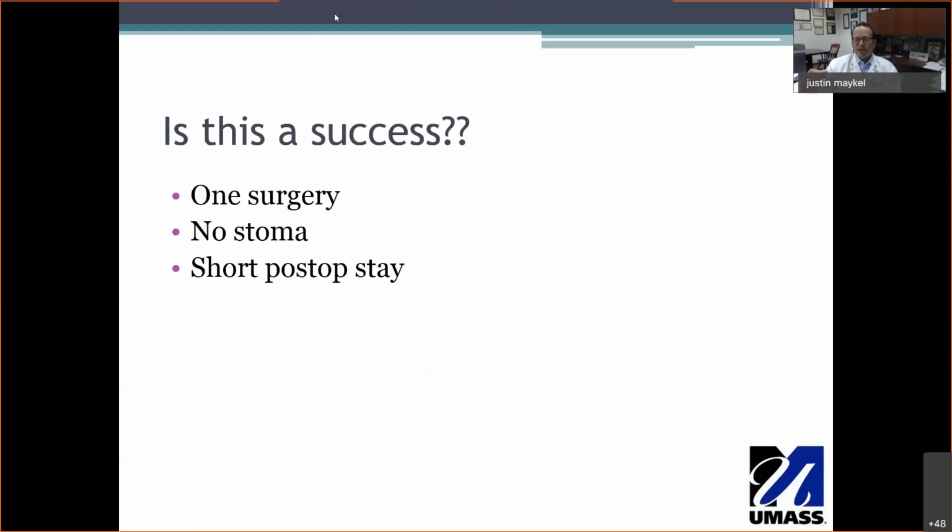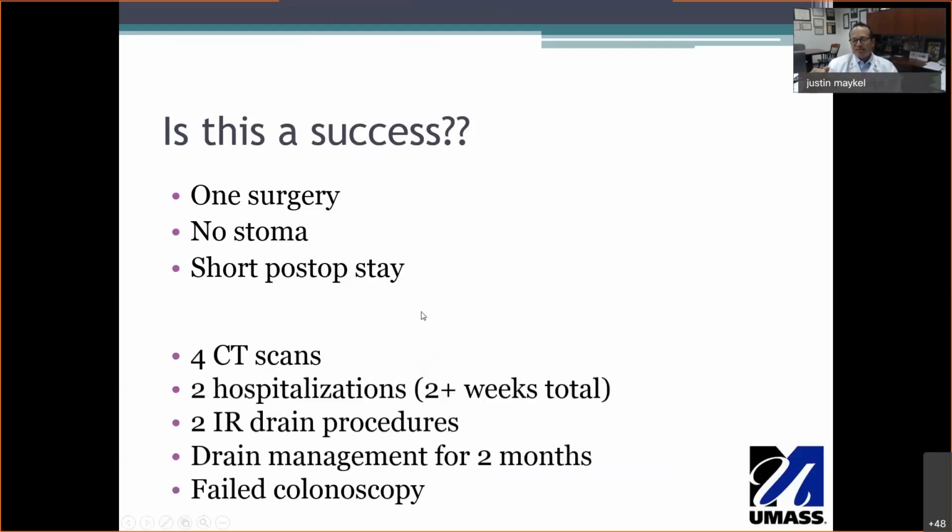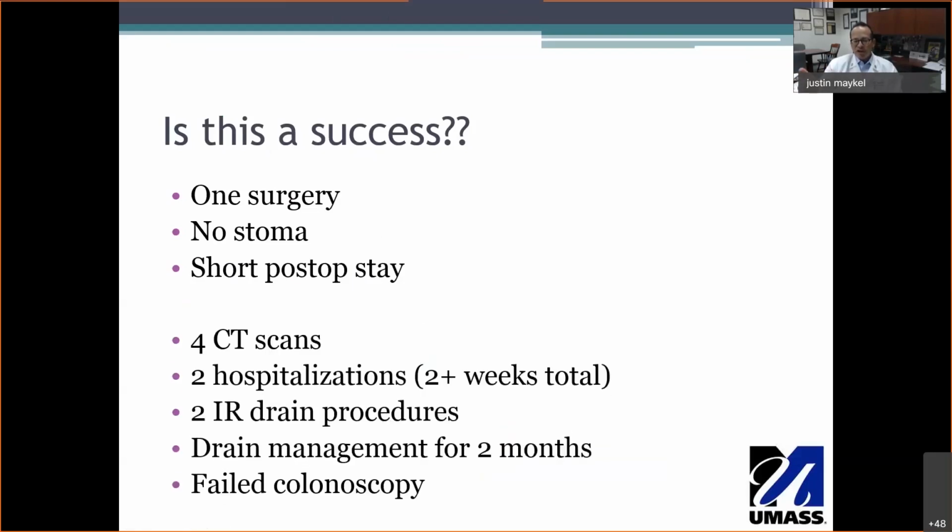Next slide. But at the same time, the patient required 4 different CAT scans, had 2 hospitalizations which added up to over 2 weeks in the hospital, 2 IR drain procedures. She had to live with this drain for 2 months, and believe me, it was a major complaint of hers. And she had a failed colonoscopy. So although I think at the end of the day we were successful in getting this patient through with this approach, there are different ways to manage this.